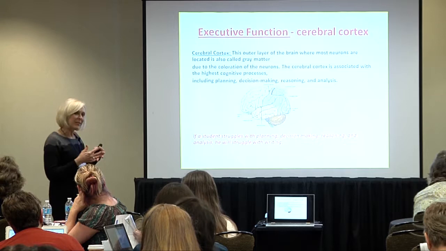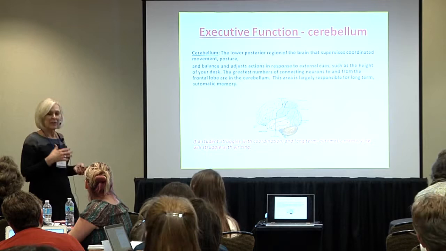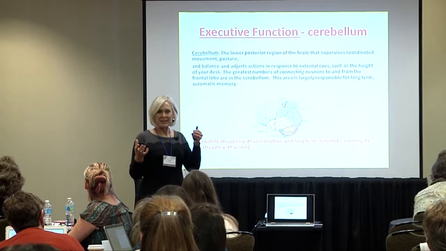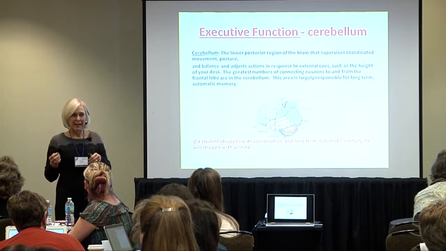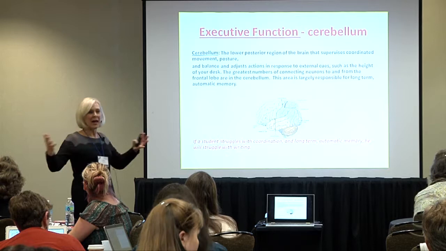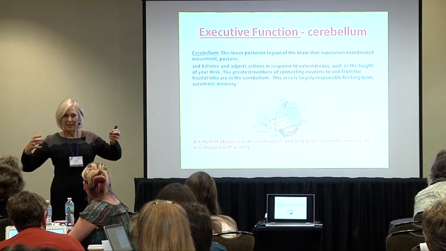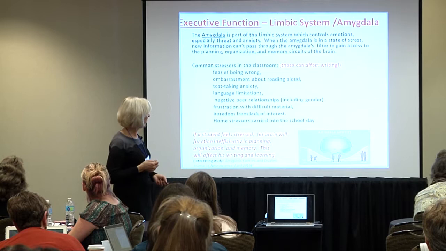Again, executive functioning. Look at the cerebellum and the posterior region of the brain, which is in charge of our motor planning, our balance, our posture, coordination. It has a big link with long-term memory retrieval. It has a lot of neurons between the cerebral cortex, that higher thinking area, and the cerebellum. So that's really, really important for all of our learning and substantiates what we want to do with our students.